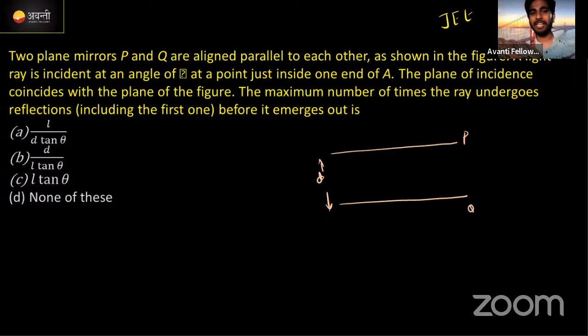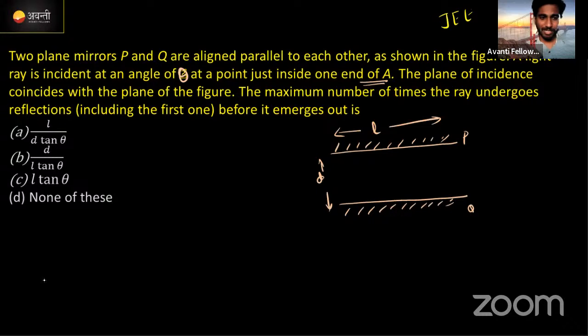A ray of light is incident at an angle theta at a point just inside one end of A. One end means any one plane mirror. This is the first plane mirror, and this is the second plane mirror. Let's say its length is L. The incident ray will be incident at a point A like this. The plane of incidence coincides with the plane of the figure. The question asks for the maximum number of times the ray undergoes reflection, including the first one.